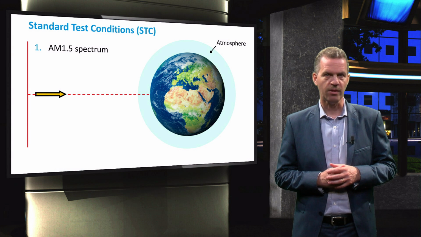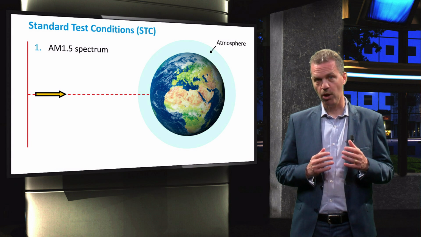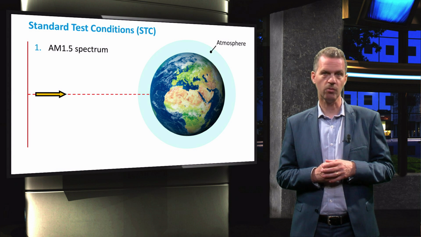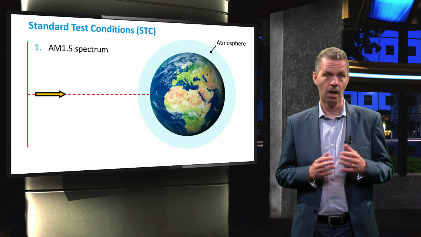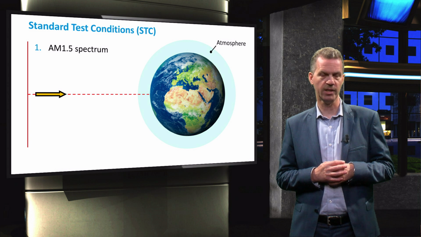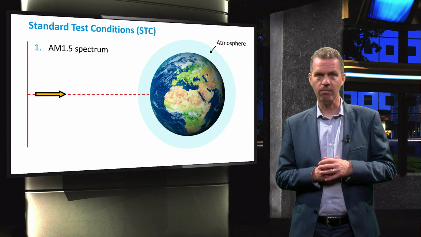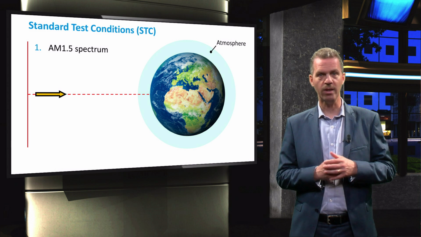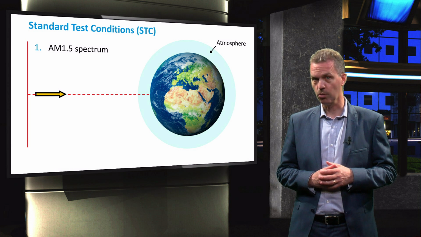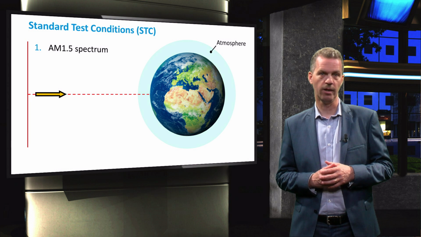The set of standard test conditions, abbreviated to STC, first contains a normative reference for the light spectrum incident on the solar cell under test. Ideally, the solar cell should be tested under direct solar irradiation. However, the sun spectrum and intensity vary with location, time and weather conditions. The alternative is to use an artificial light source that matches the spectrum and intensity distribution of sunlight.